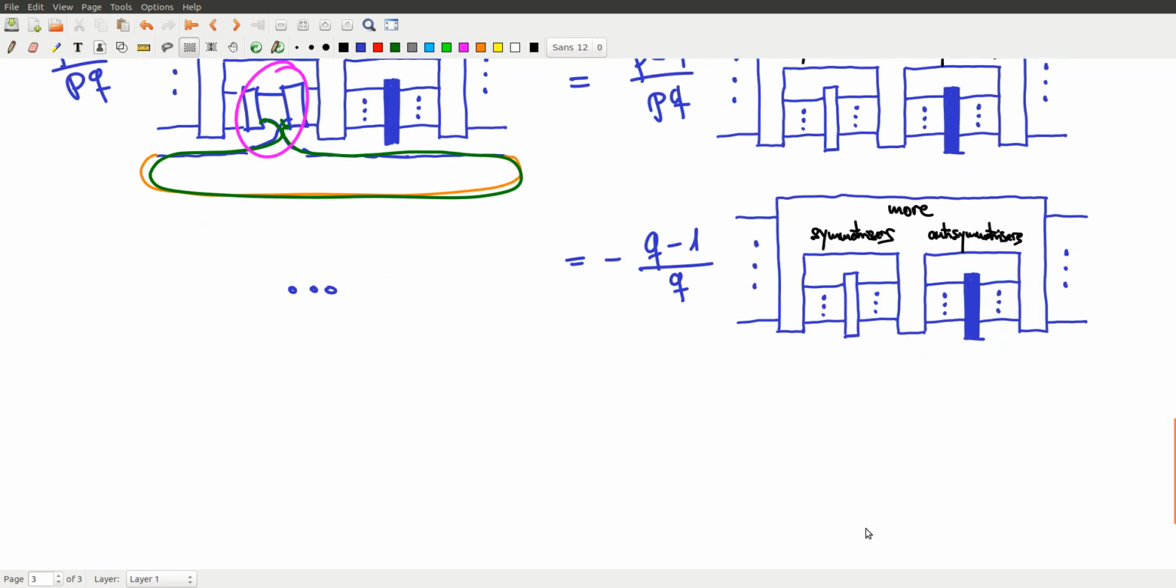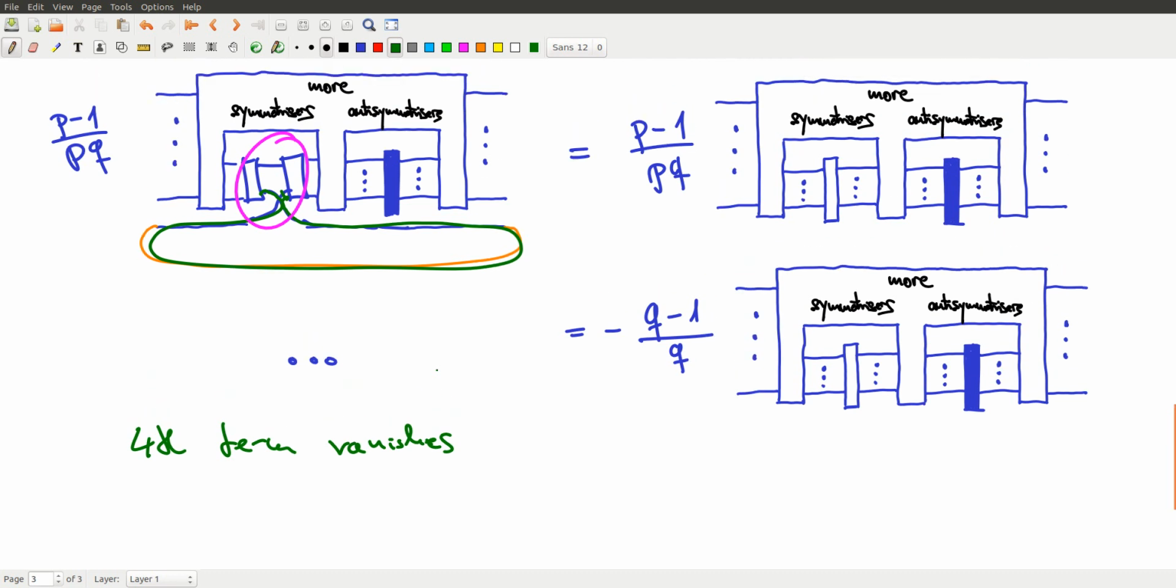Okay, now there's the fourth term, where we have two such crossed lines in there, and this fourth term actually vanishes. And we're going to look at this in a minute. So let's just ignore it for now and see what we got from the first three terms.